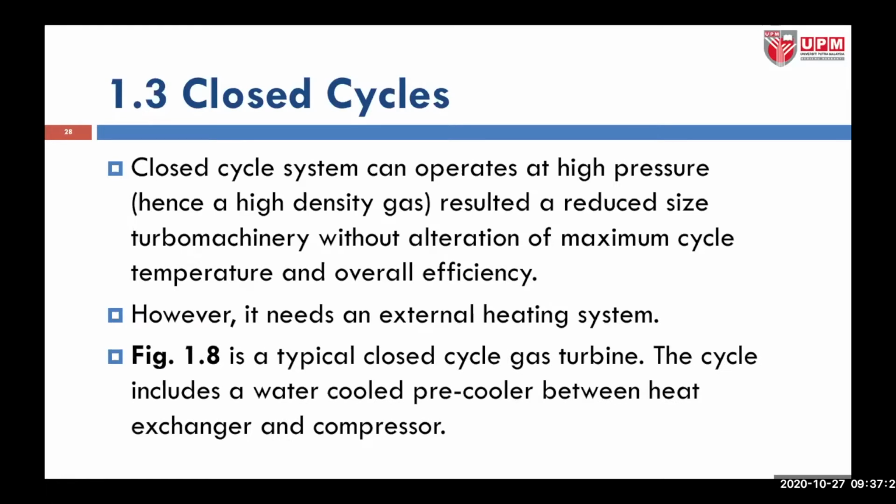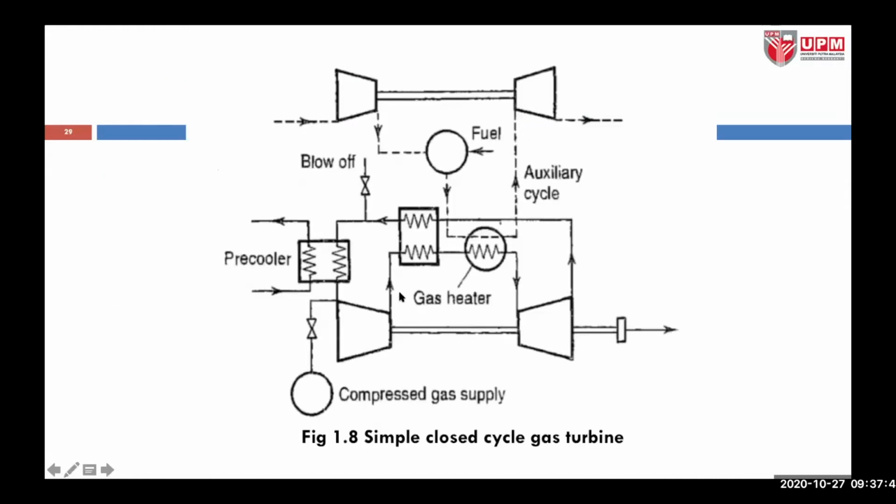Figure 1.8 that I'm going to show in the next slide is a typical closed cycle gas turbine. The cycle includes a water-cooled pre-cooler between the heat exchanger and the compressor. So you can see the figure becoming more complex. Even though it is called simple, this is a simple closed cycle gas turbine.